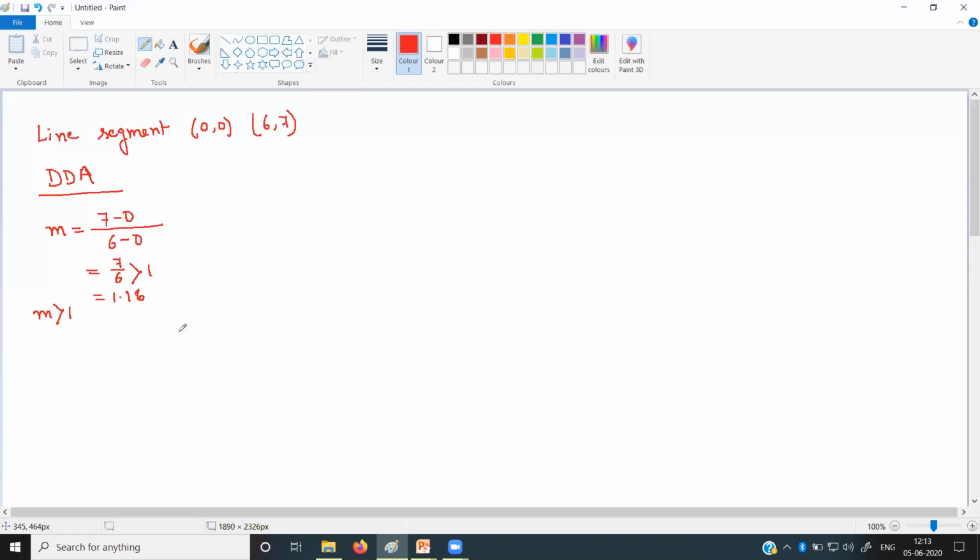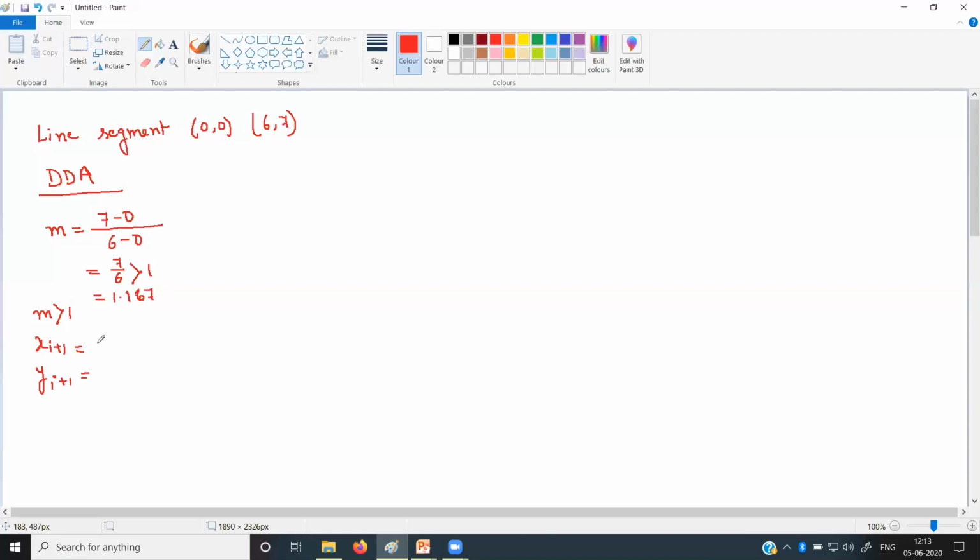Now the next one is, here you can see the value of m is greater than 1. So if the value of m is greater than 1, how can we compute x of i plus 1 and y of i plus 1? So how can we compute it? Okay, so it will approximate 1.67.